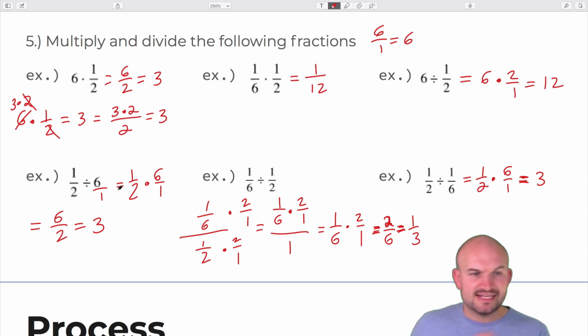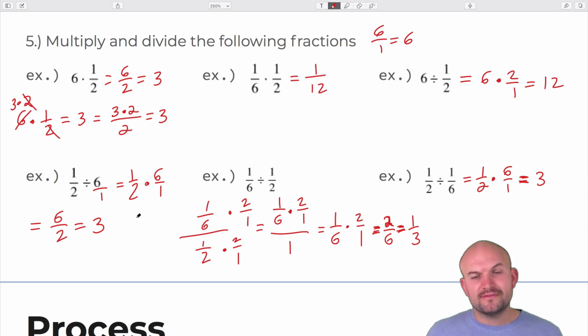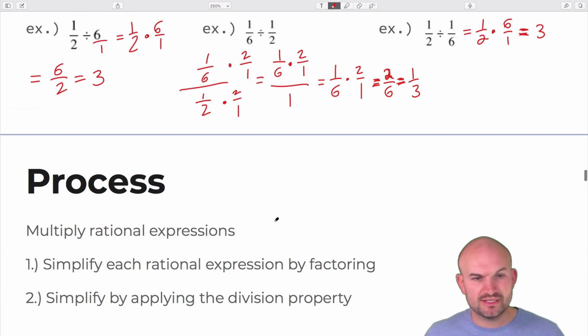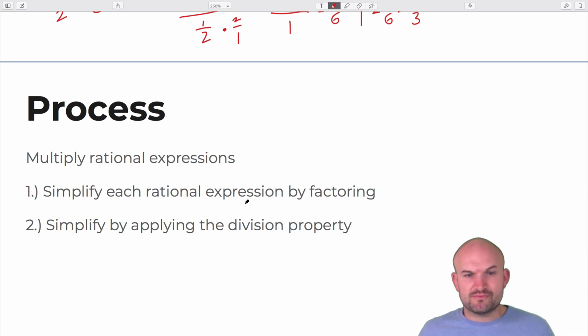Since our operation now is multiplication, we can apply the division property across multiplication. So it's helpful to understand that you can apply the operation and then simplify. But to make these problems easier, we're going to want to simplify them by factoring and applying the division property across multiplication. When it comes to division problems, we're going to want to rewrite them as multiplication. For multiplication, we simplify each expression first, and then apply the division property, because we already have everything as multiplication. So you just apply the division property where you can.